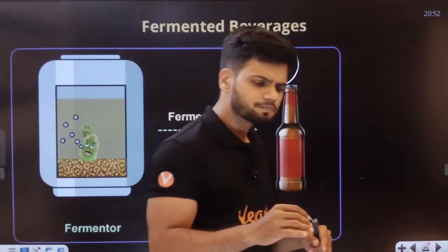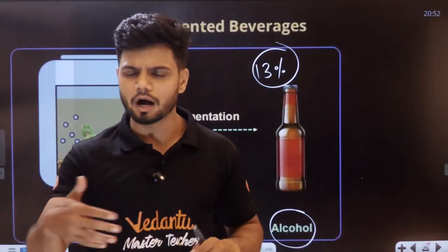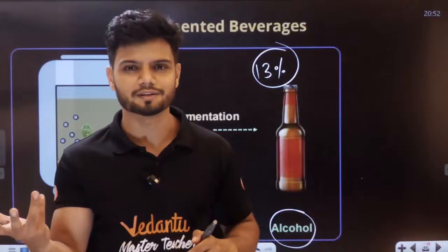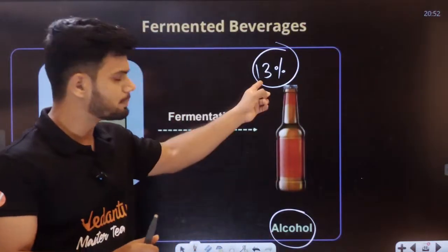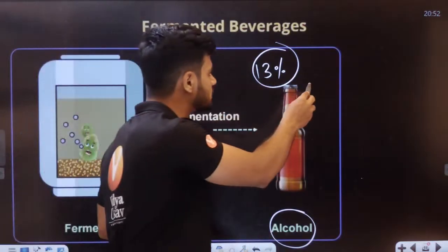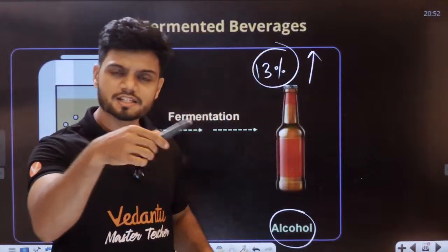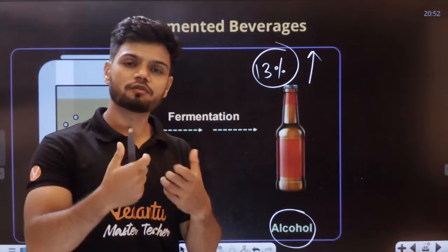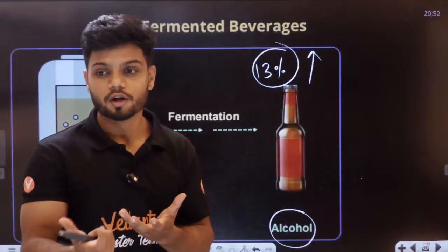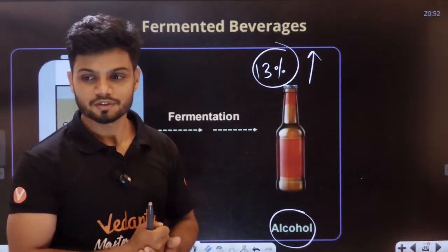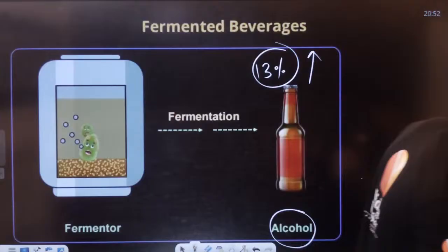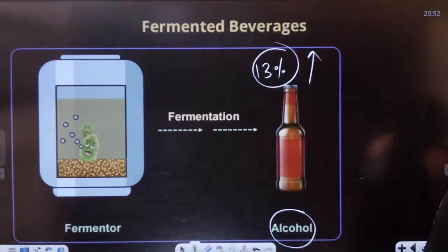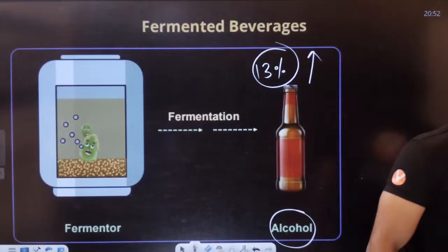Now, how do we make this concentrated alcohol then? Naturally we get 13%. If it goes more than 13% alcohol, yeast will die. Then how do we make this concentrated alcohol? What is the secret behind it? Students, anyone knows how to make concentrated alcohol? Don't try at home.